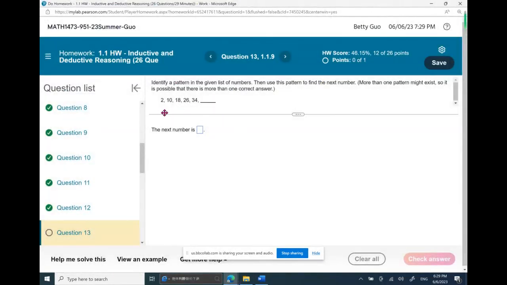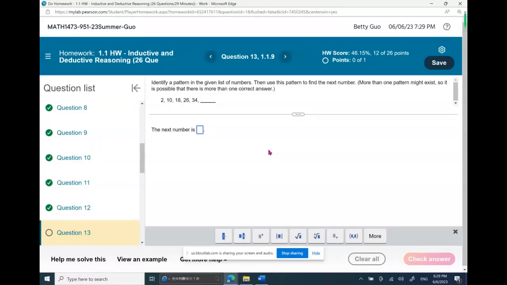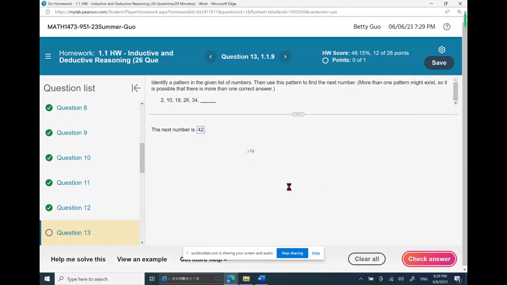Identify a pattern, okay? 2, 10, 18. So as you can see, from 2 to 10 is 8 more, right? Add a 10, 42. Yeah, you add an 8 to 34, 42. Awesome. That is arithmetic actually, because the equal difference is 8. Very good.